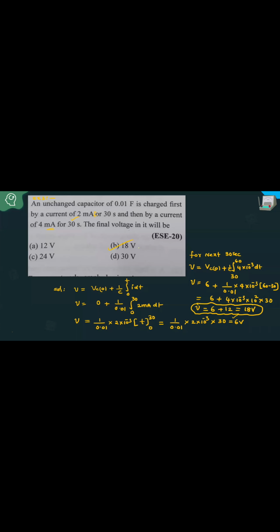See, this is a very important model. In the first 30 seconds, I got 6 volts. Then again it is charging from 30 seconds to 60 seconds. The next 30 seconds means 30 to 60. For the next charging, this is the initial voltage. Then the total we got is 18 volts as the answer. Very good. Option B is the right answer.